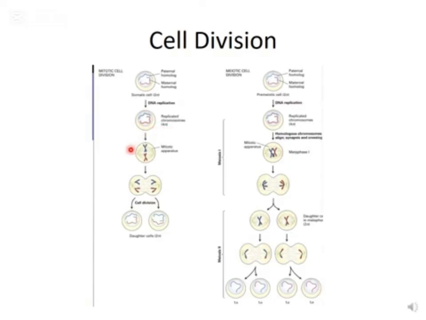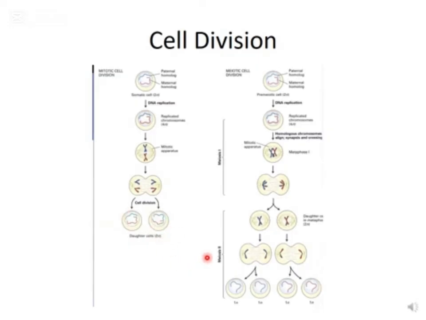Afterwards, we get the mitotic apparatus where the chromosomes align at the middle of the cell. This is where recombination and crossover takes place, by the way, so that genetic information is exchanged between two homologous chromosomes. After recombination takes place, the cell divides into two cells. Each of these cells has 2n chromosomes, so in the case of humans, it has 46 chromosomes.